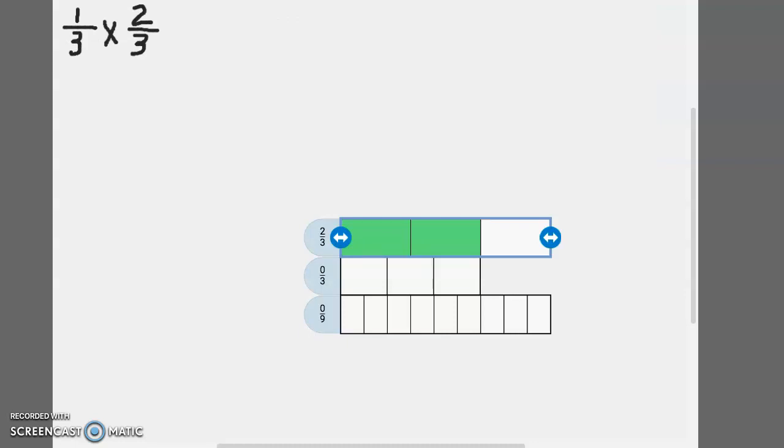For our problem, we are going to imagine Bobby has 2/3 of a candy bar left from lunch. Susie wants 1/3 of the 2/3 of the candy bar Bobby has left. So we're looking for the portion of the candy bar Susie will receive.